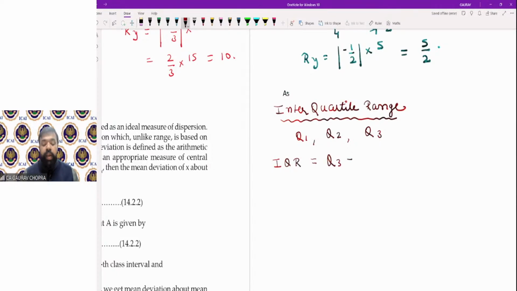Q3, and what is the lowest value? Q1. So this is interquartile range. That's it. This is simply interquartile range.